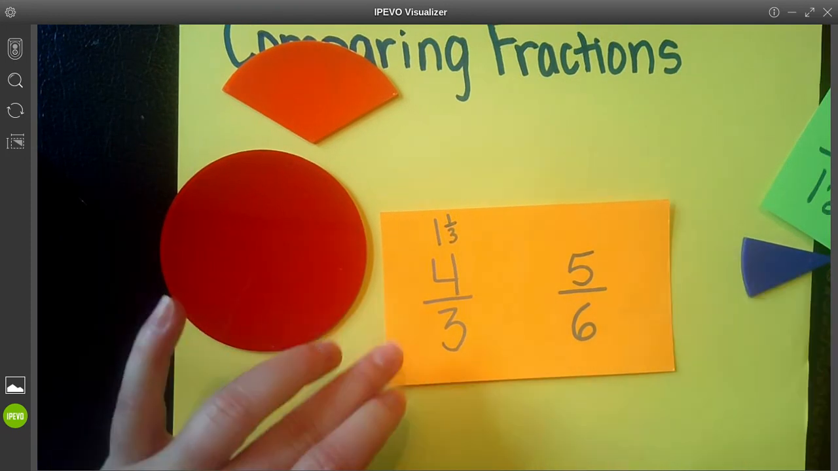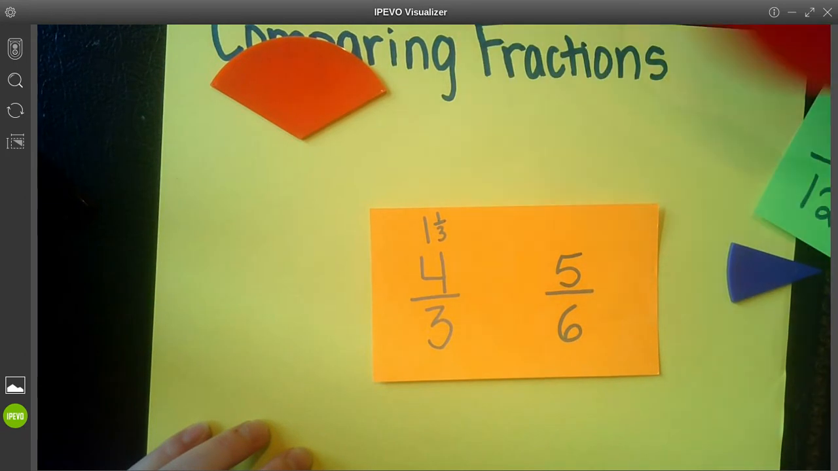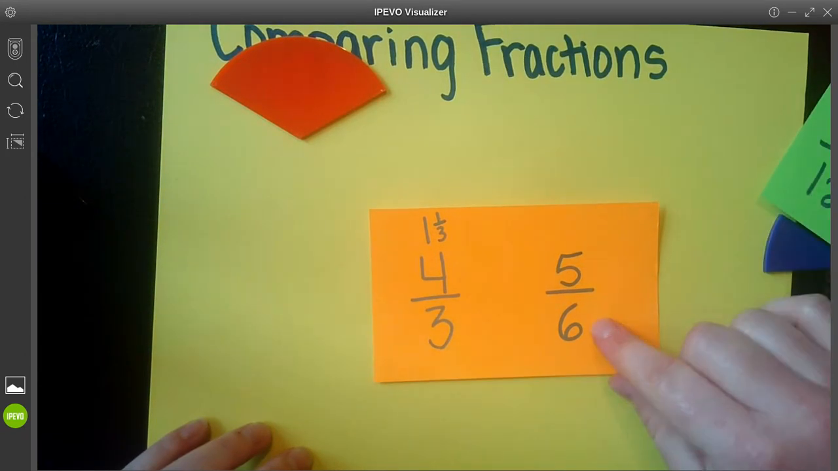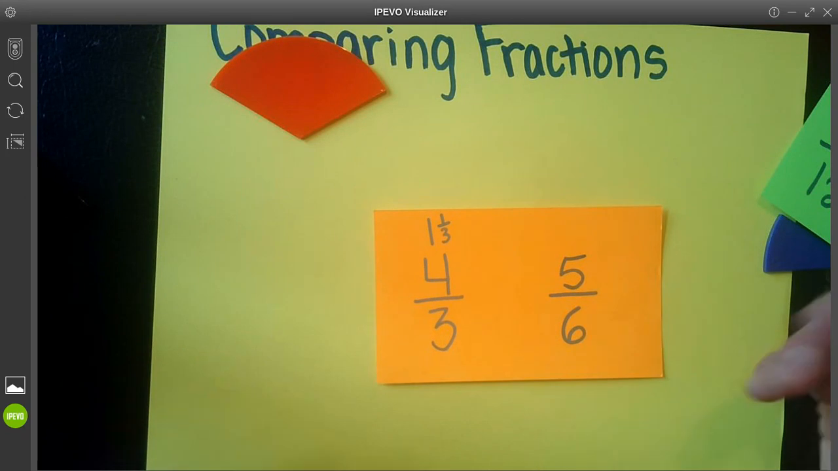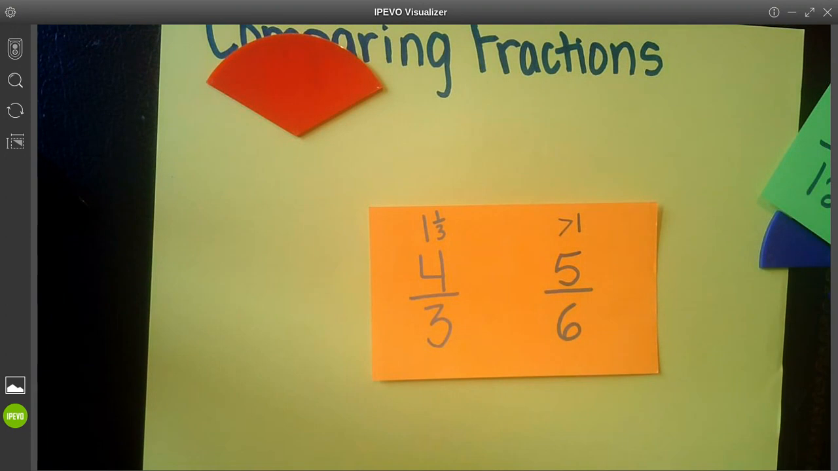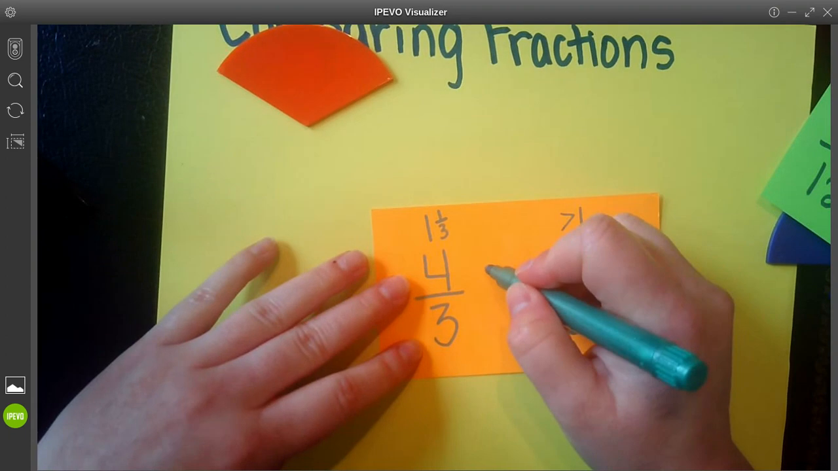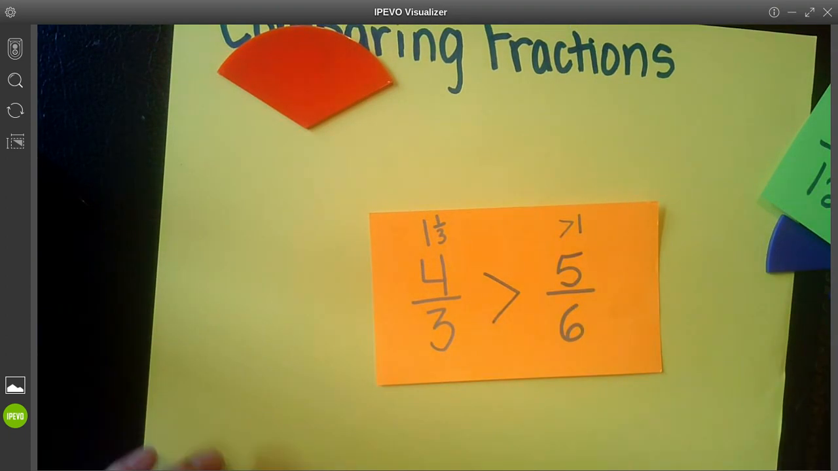What if I have 5/6? Well, 5/6, sorry. Is 5/6 even a whole? Nope, because 6/6 is a whole. So this one is less than 1 whole. So we could say that 4/3 is greater than 5/6.